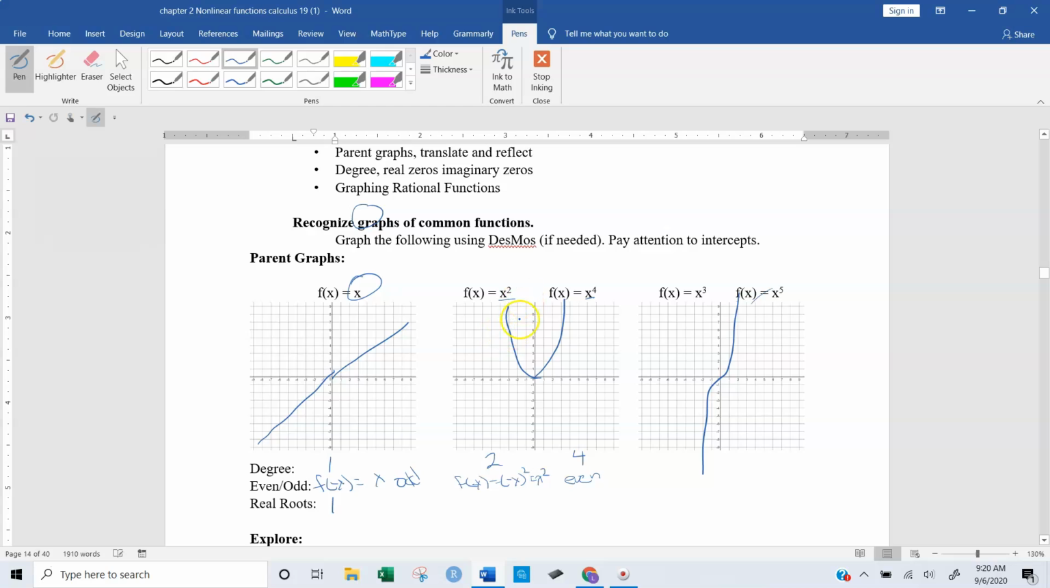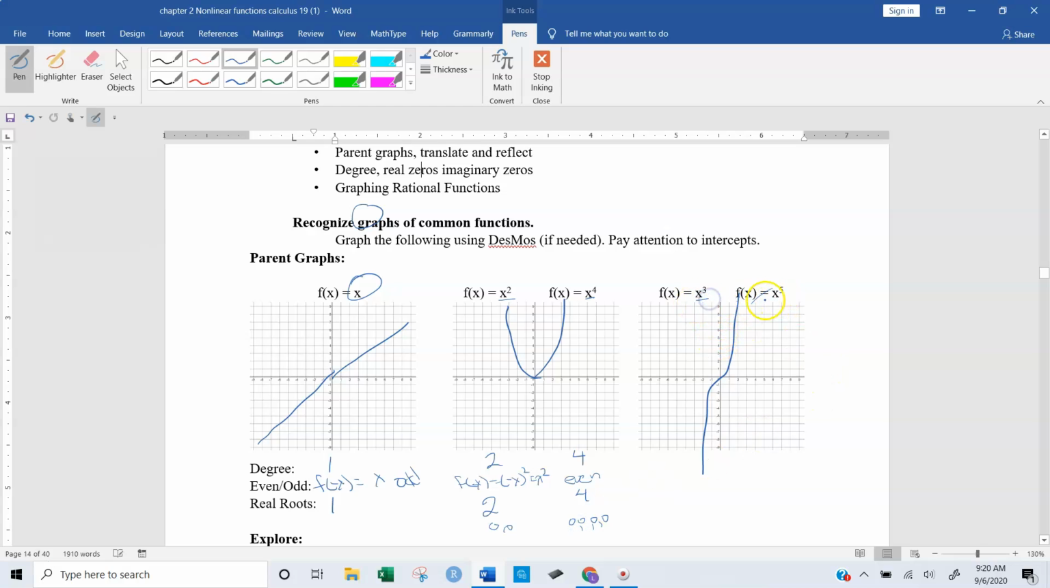Now, real roots. It looks like there's 1 because it only crosses here, and technically that's true. There's only 1 root. It just has a multiplicity, so that means this 0 actually counts twice here. So technically there are 2, and the 2 real roots are 0. It just has to be 0 twice. The same thing as here. There's 4, it's just that the zeros are 4 times. It's called multiplicity, if you remember from last year.